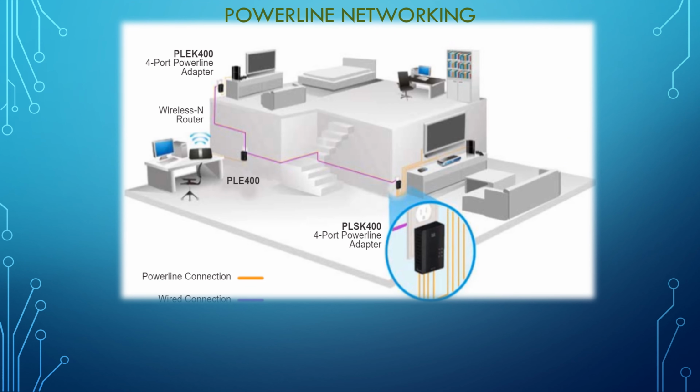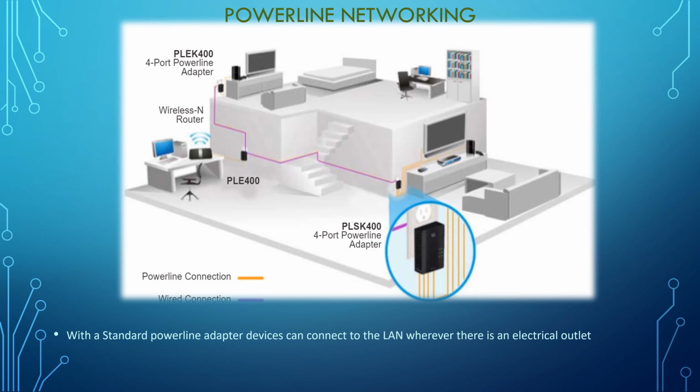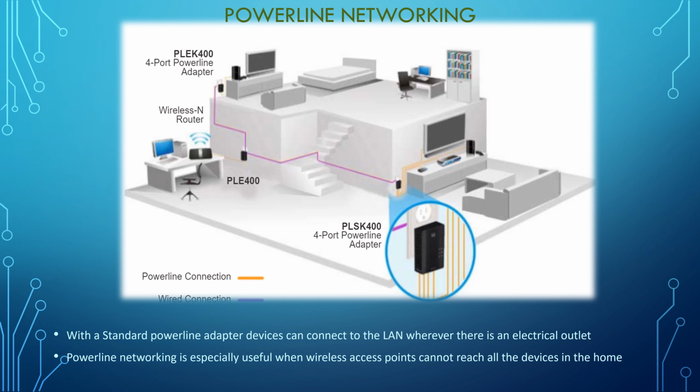Powerline networking for home networks uses existing electrical wiring to connect devices, as shown in the figure. Using a standard Powerline adapter, devices can connect to the LAN wherever there is an electrical outlet. No data cables need to be installed, and there is almost no additional electricity used. Using the same wiring that delivers electricity, Powerline networking sends information by sending data on certain frequencies.